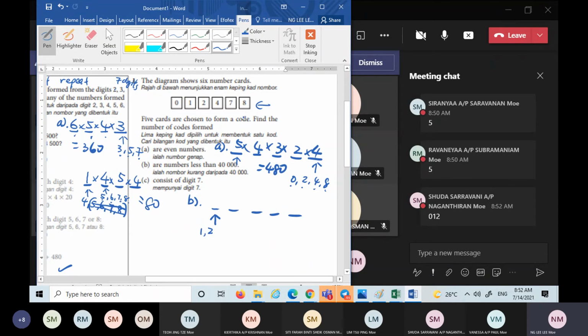For this question, you see, it is a code. For a code, you can put a 0 here. This type of question, sometimes you will have an argument with. Code means, for example, your passcode. So you can put a 0 here.